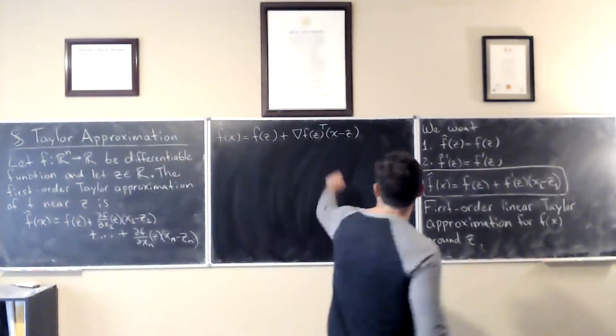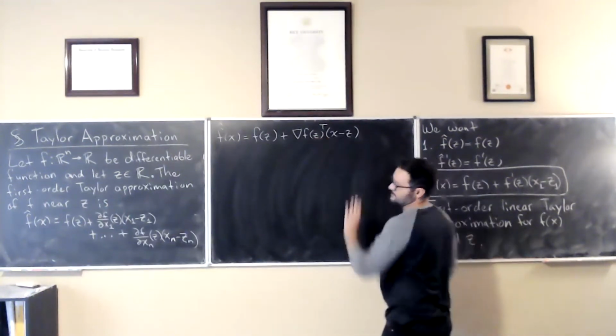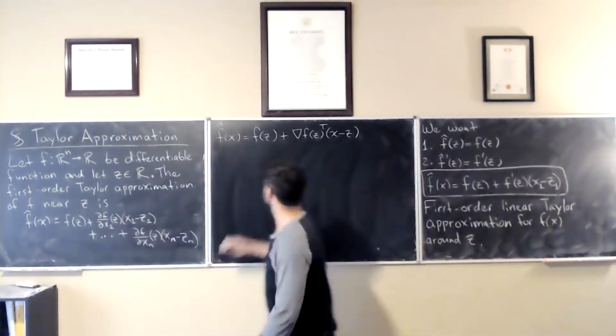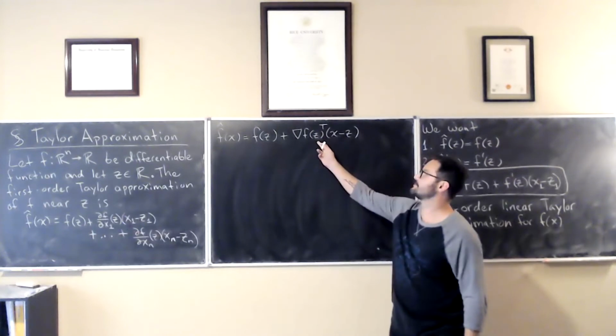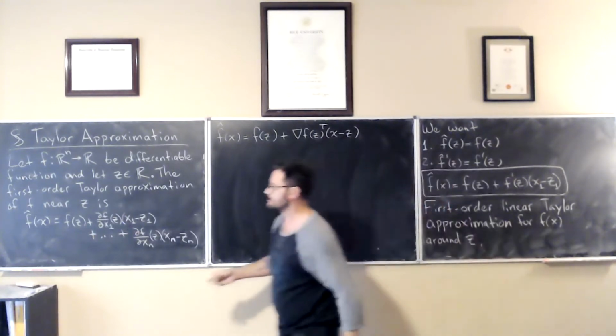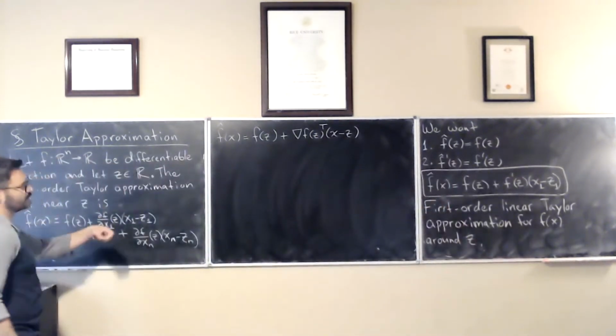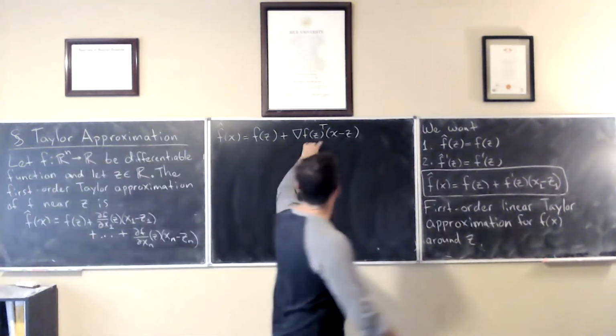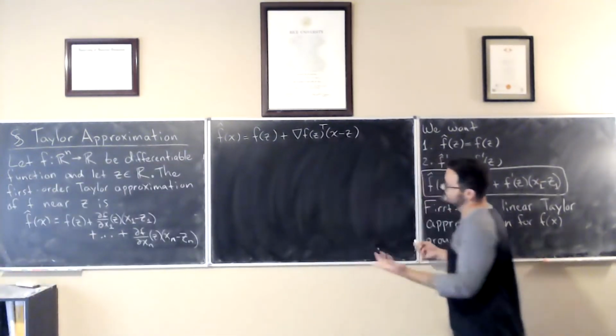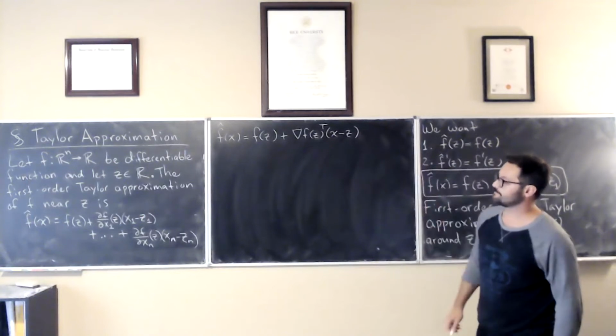So then you'll see this inner product is precisely this, because what are the elements of the gradient? They are the partial derivatives. And if you plug in z into those partial derivatives, you'll have exactly that. So it's the same. Okay.